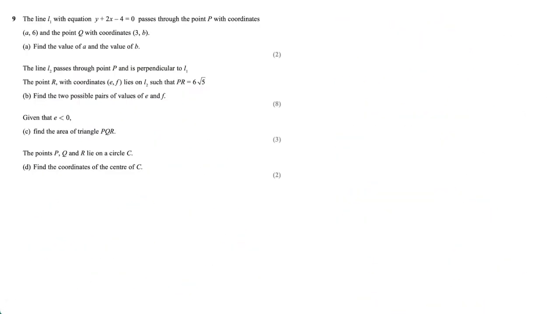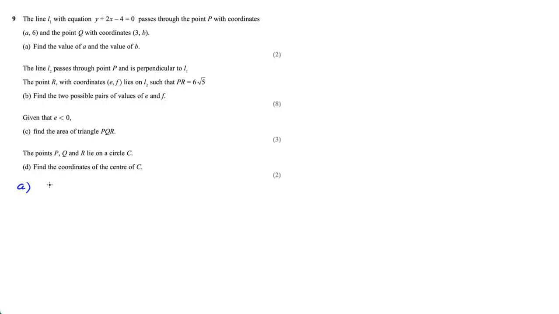The line L1 with this equation passes through the points P and Q. Find the value of a and b. Okay, so guys, that I think is okay. Let me do it here. So basically he's saying when y is 6, what is x? Okay, so let's do that.